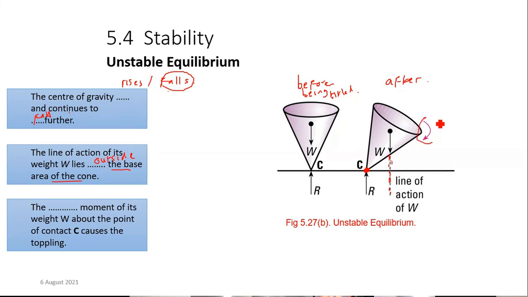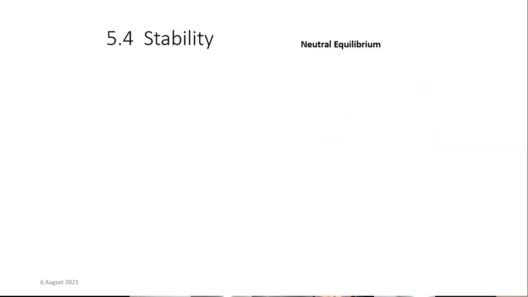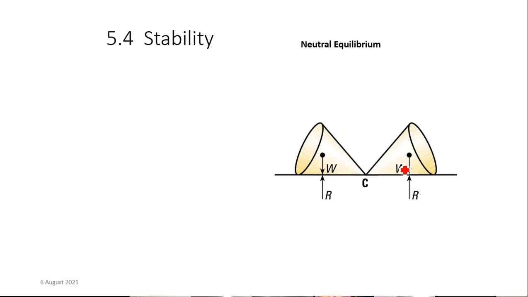The moment is clockwise. The clockwise moment of its weight about the point of contact C causes the toppling. So it's unstable equilibrium. And then next, neutral equilibrium. This is neutral equilibrium.